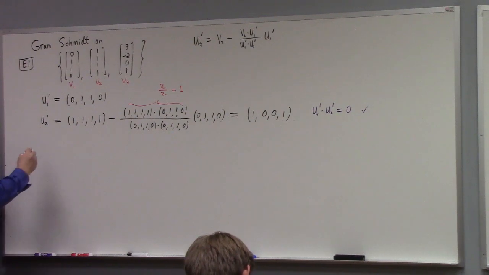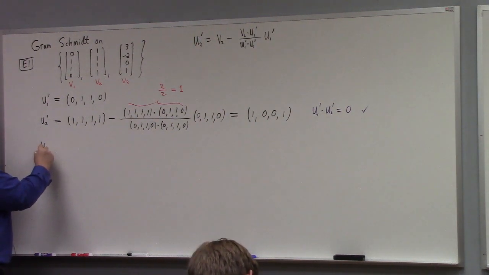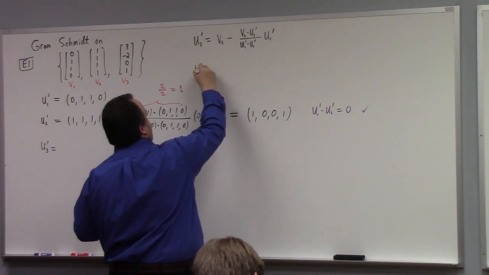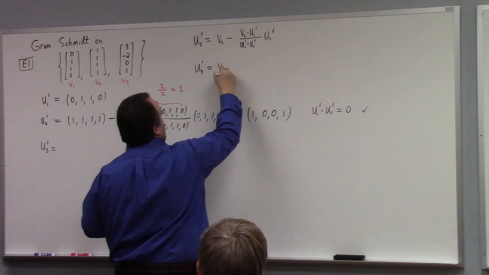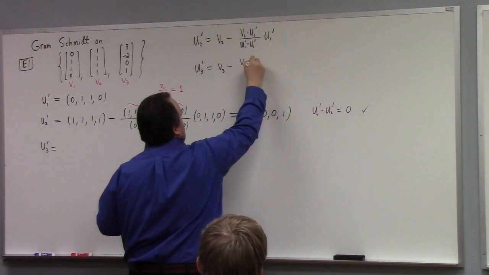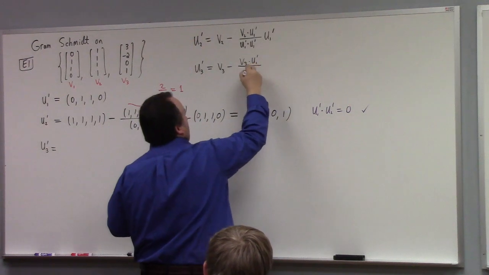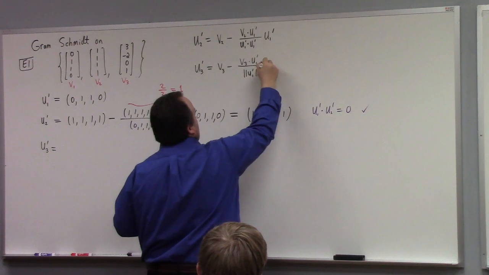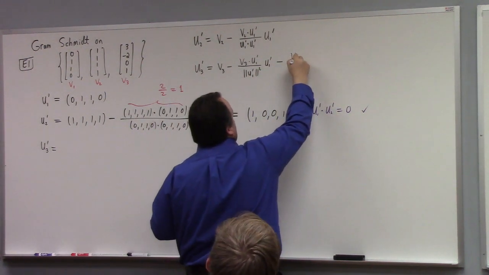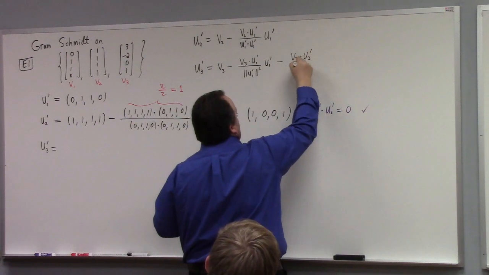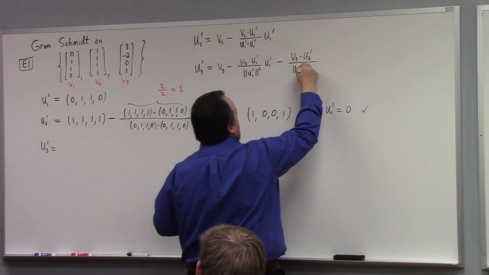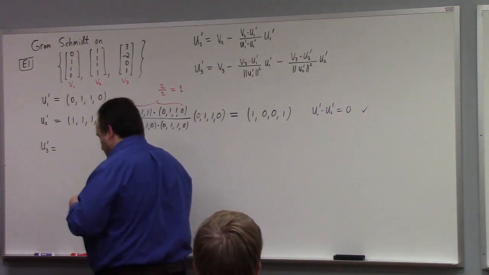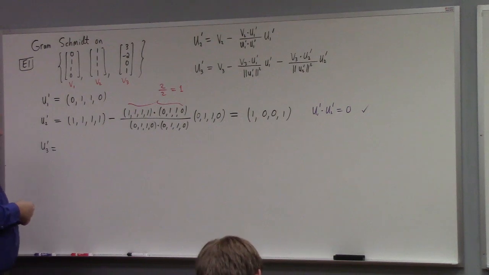All right, what's up next? u3 prime, right? So what's the formula for u3 prime? I'll write it up here. This is unnormalized Gram-Schmidt. u3 prime is v3 minus (v3 dot u1 prime divided by the length of u1 prime squared) times u1 prime, minus (v3 dot u2 prime divided by the length of u2 prime squared) times u2 prime. All right? And let's see here, how's that go?